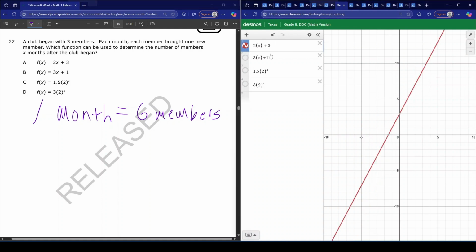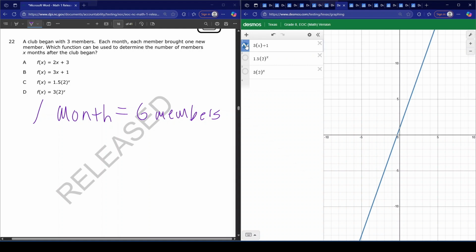Let me actually adjust that, right? So we have to have 6 members by the end of the month, and if we use A as our base equation, we only get 5 members. So that's not our correct answer, that's wrong. So let's delete this one, right? Let's do 3x plus 1, right? Let's put 1 here, but we actually get 4 members. So that's not what we want, so let's delete this one too.